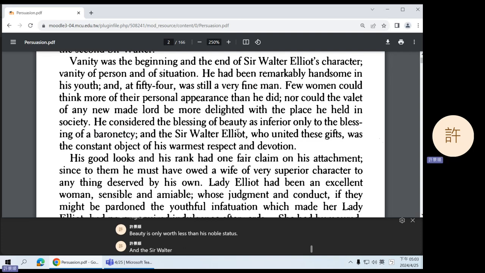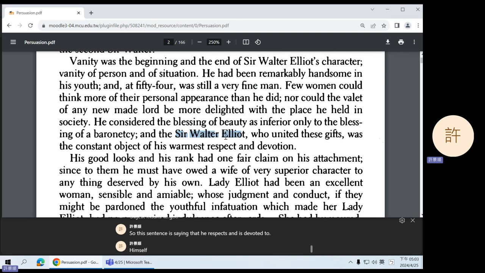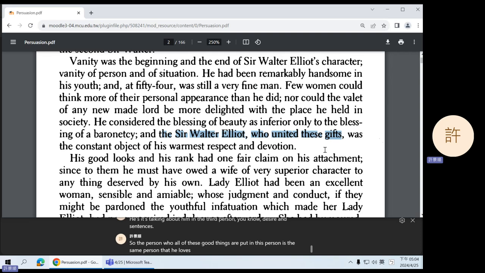And the Sir Walter Elliot, who united these gifts, was the constant object of his warmest respect and devotion. Object means target. So this sentence is saying that he respects and is devoted to himself most of all. Always. Constant means always. This comma is ungrammatical. In modern English, we would not use this comma. It would be the Sir Walter Elliot who united these gifts. It's talking about him in the third person. 用第三人称指自己。So the person who all of these good things are put in, this person, is the same person that he loves and respects. He's talking about himself.